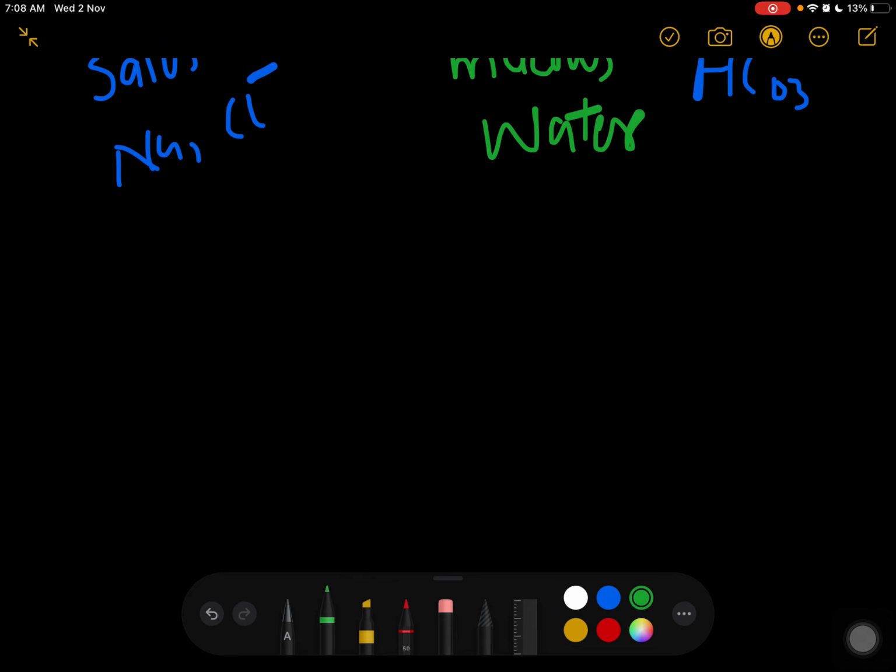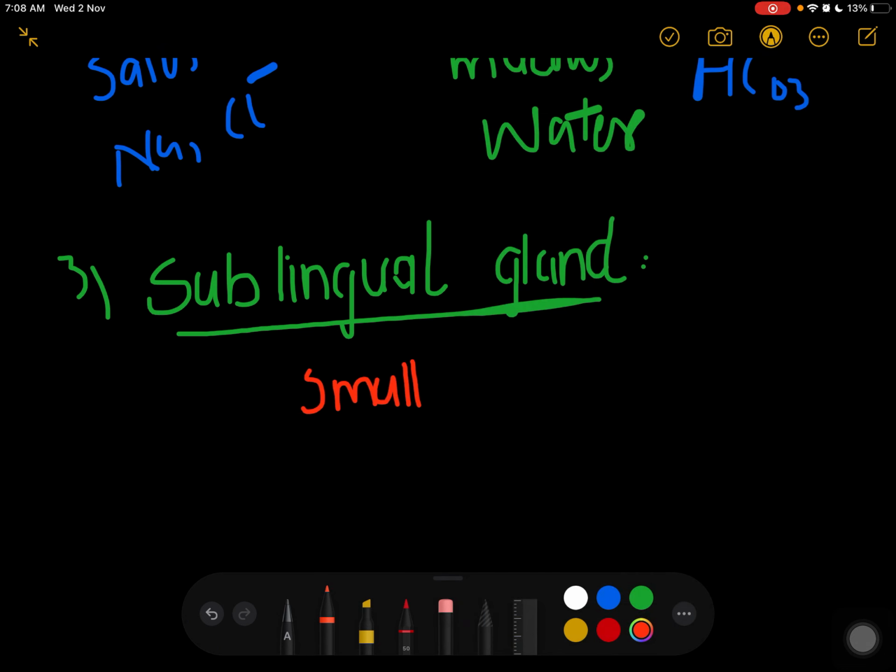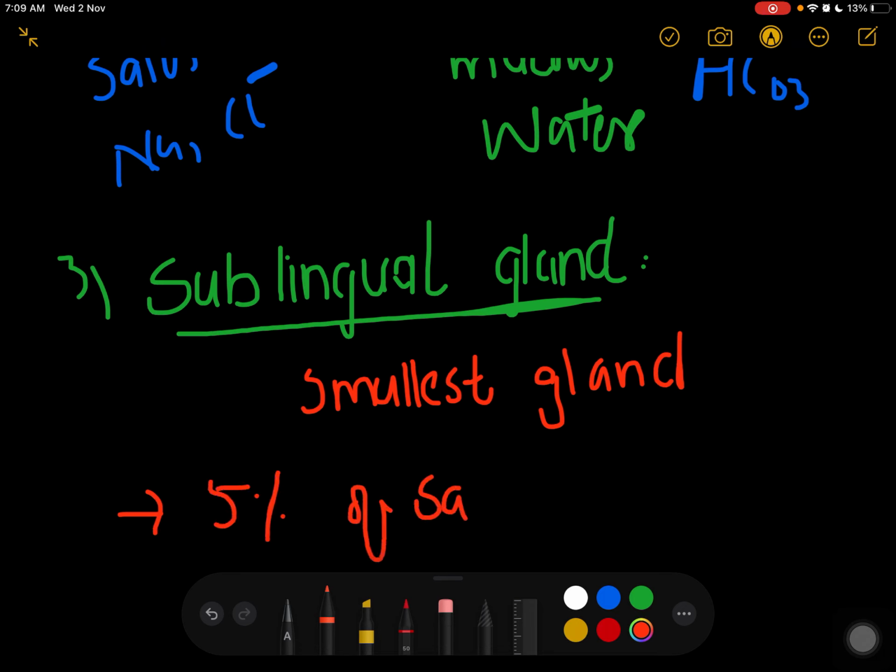Now we will talk about the third one, the sublingual gland. Basically it is the smallest gland. It only contributes 5% of saliva.